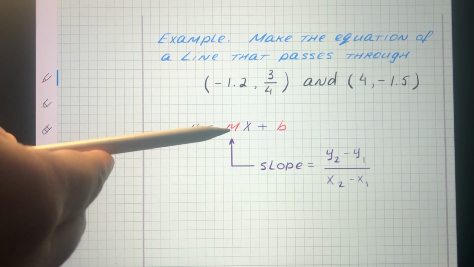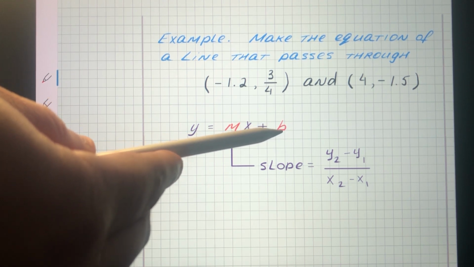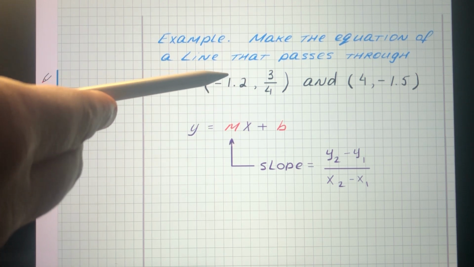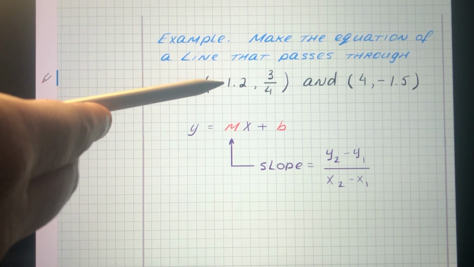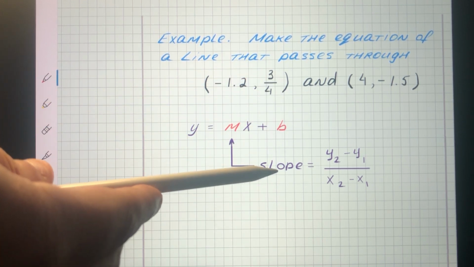Once we have the slope number, we can find the b, because all we need is one point that this line goes through. We are given 2 of them, so just choose one, any one of them. No matter which point we choose, the b will be the same. So let's label the points and follow the formula.